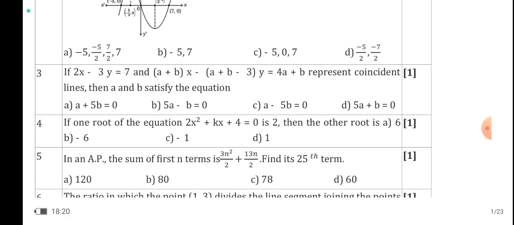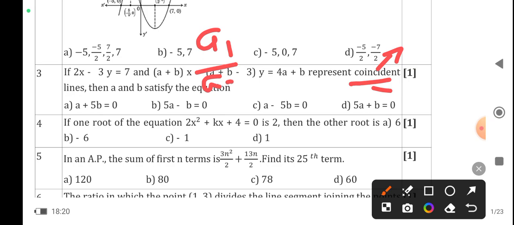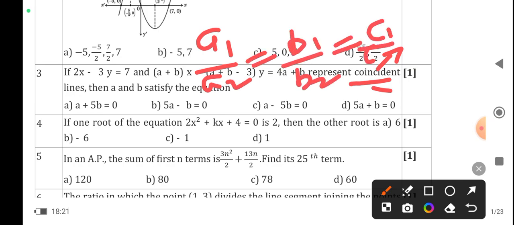They are talking clearly about the points where P of X intersects the x-axis. Nice, right? Then the third question, important, represents a coincident line. We may expect this type of question in 2 marks and 3 marks also. Instead of coincident line, they may give infinitely many solutions also. So A1 by A2 equal to B1 by B2 equal to C1 by C2. You can equate it and get the answer.